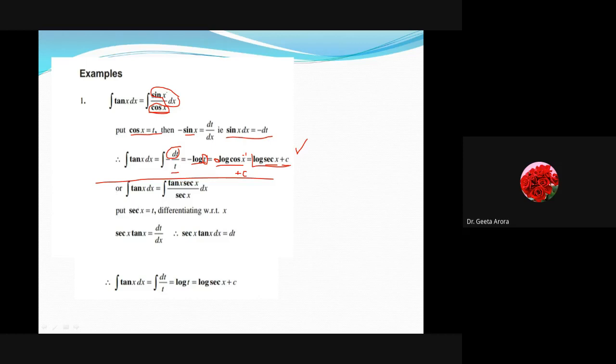One can write this tan x as tan x into sec x by sec x. Why? Because we know the integral of sec x is, if we take this sec x as t, then if we differentiate it, the derivative of sec x is sec x into tan x. So one form can be taken like this also.